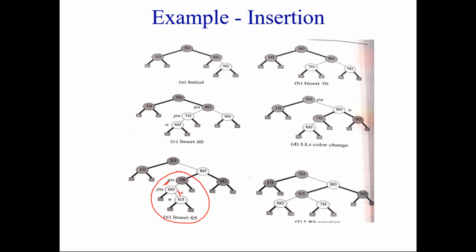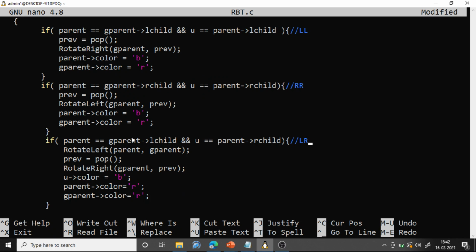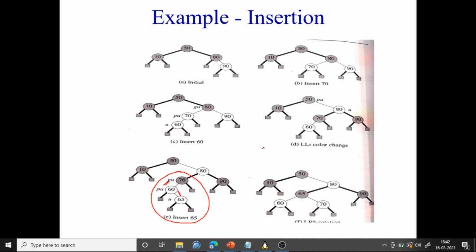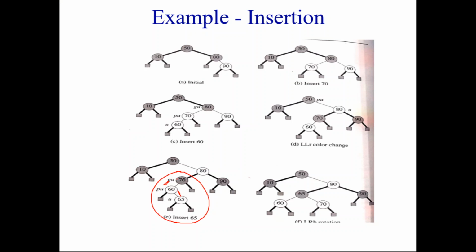So this condition only, here we are checking: if the parent is the grandparent's left child and the new node is the parent's right child. In that case, first we have to perform what? First we have to perform a left rotation. So it is LR. First we have to perform a left rotation on which node?